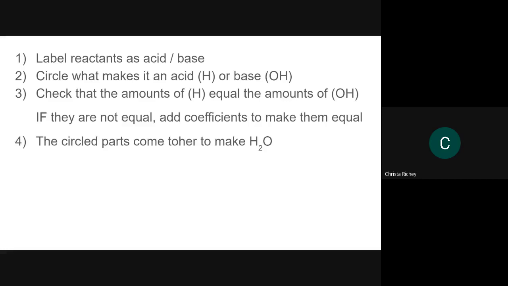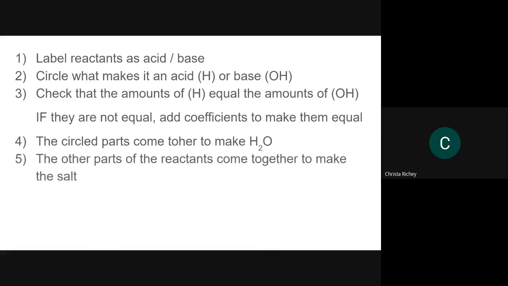Your circled things, the hydrogen and the hydroxide, those make water, H2O, HOH, which is the way we do it in biochemistry. We literally write it HOH, but it's H2O. And then the things that are left over, the metal from the base and the non-metal from the acid, that's the salt. You just need to know what your charges are, whether they're polyatomic ions or elements. I keep printing off the same periodic table that has the charges on it. You should have one if you've kept up with it.